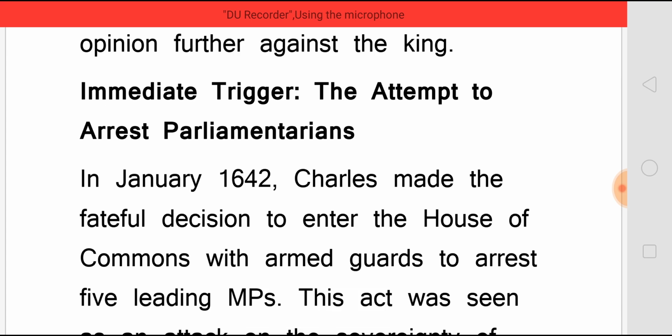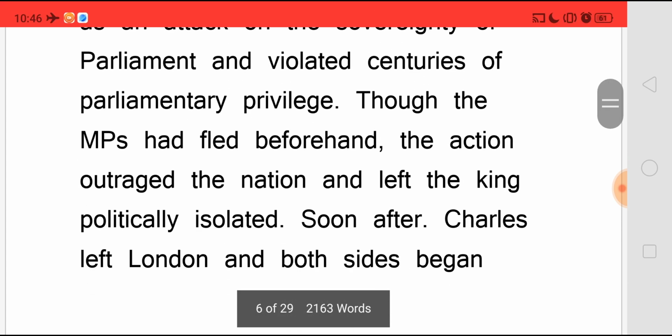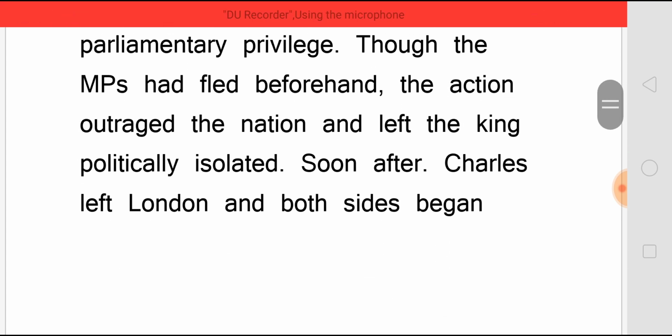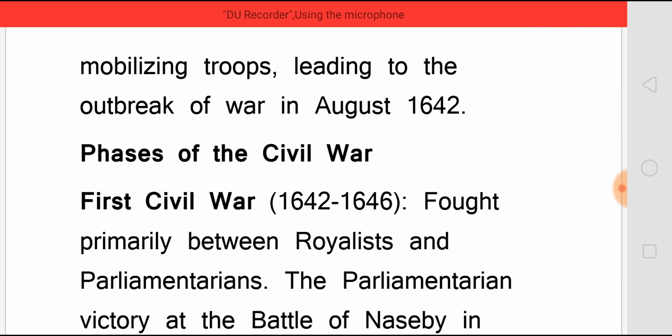And the immediate trigger was the attempt to arrest parliamentarians. In January 1642, Charles made the fateful decision to enter the House of Commons with a lot of armed soldiers to arrest the five leading MPs. And this act was seen as an attack on the sovereignty of Parliament, and it also violated centuries of parliamentary privilege. Though the MPs had fled beforehand, this action of the king outraged the nation and left him politically isolated. Soon after, Charles left London and both sides began mobilizing troops, leading to the outbreak of war in August 1642.